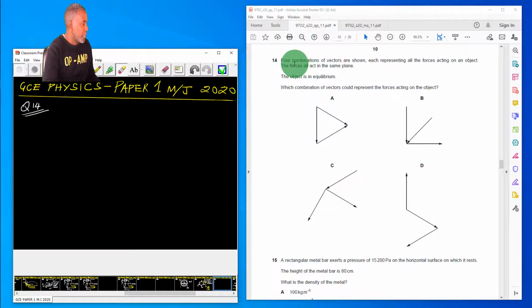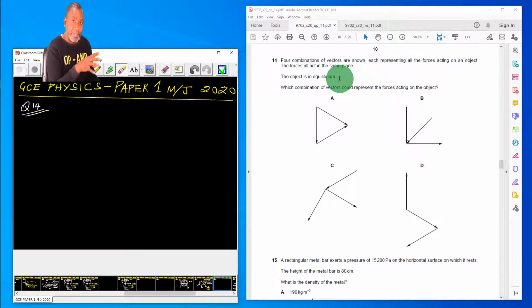We are told that 4 combinations of vectors are shown, each representing all the forces acting on an object. The forces all act in the same plane. The object is in equilibrium. So that means the resultant force on the system is 0. If I connect all those forces head to tail, they should form a closed loop.